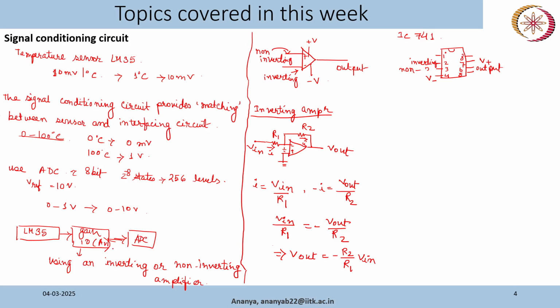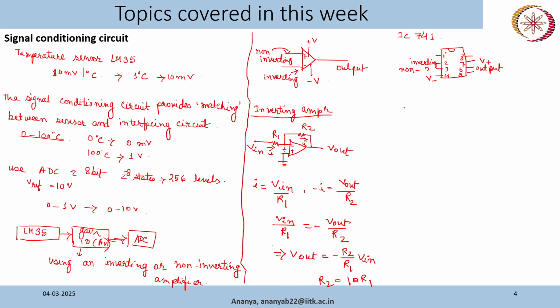So if we want a gain of 10, we will make R2 10 times R1, and this will invert. After that we will get an inverted signal, and we will again use another inverting amplifier with a gain of 1. Overall we will get a gain of plus 10 instead of minus 10. That's how we can solve this problem.